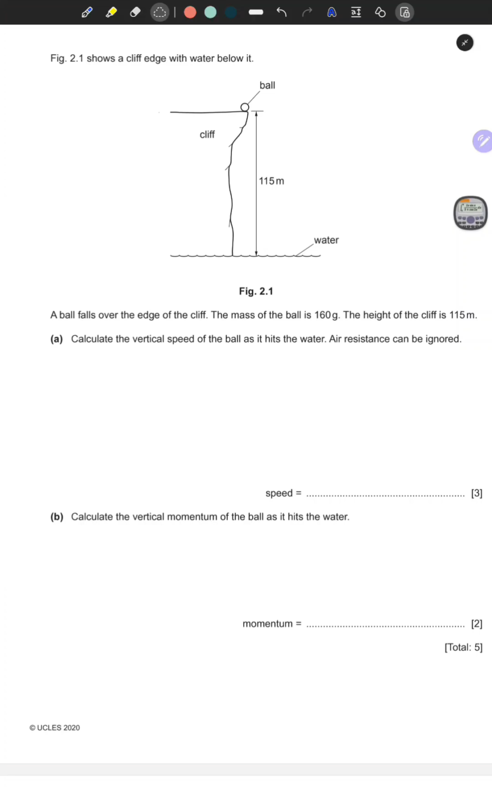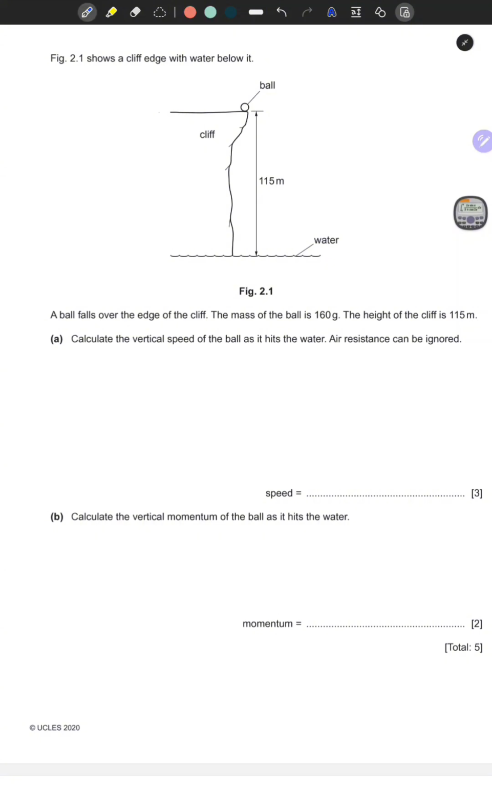A ball falls over the edge of the cliff. The mass of the ball is 160 grams. The height of the cliff is 150 meters. Calculate the vertical speed of the ball as it hits the water. Air resistance can be ignored.